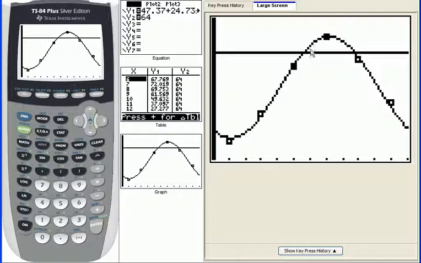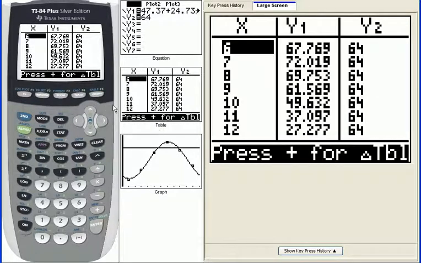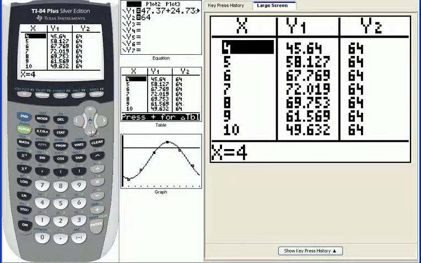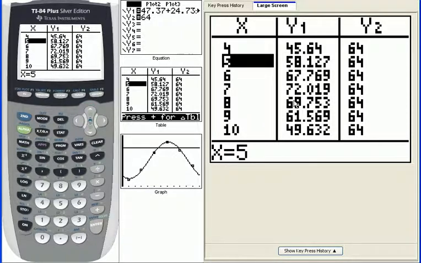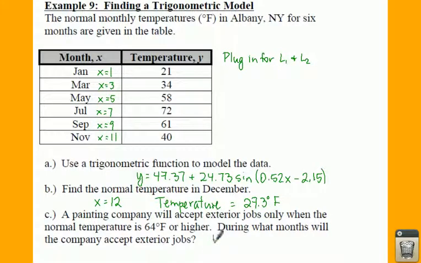So we only have a few months here in between. This is one way you could figure out your months. This looks like it would be above only 3 months where it would work out. Or you can go back to your table and find out which months are above 64 degrees. There's only 1, 2, 3 months. That'd be the 6th month, 7th month, 8th month, which would be June, July, and August.